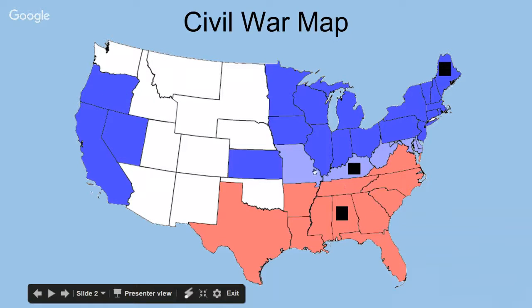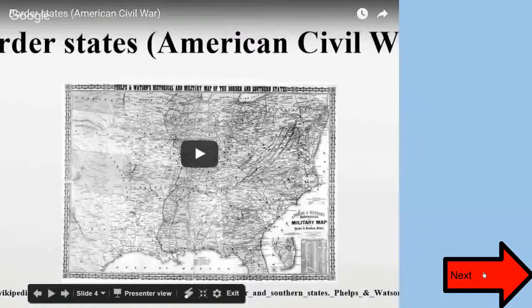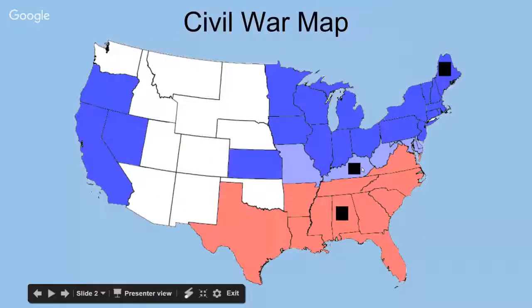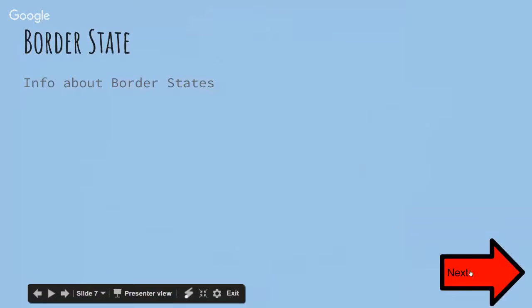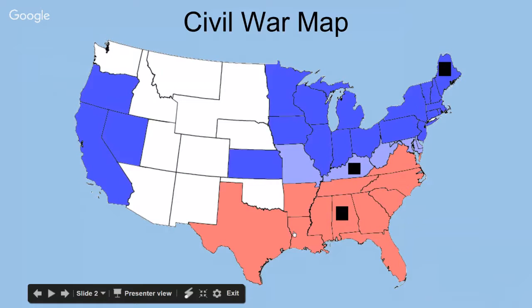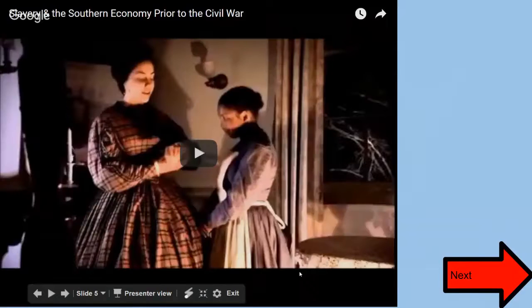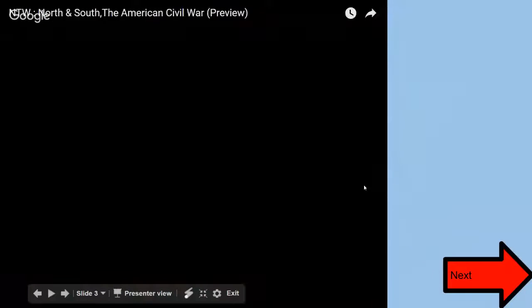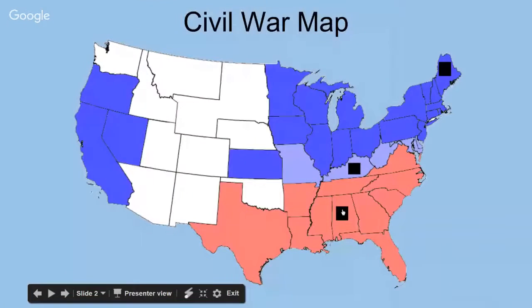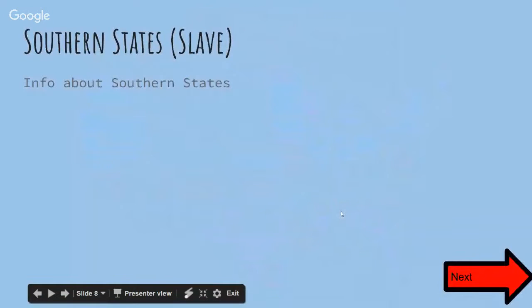So we would repeat the process. Click on any of the border states. There's video. Click next. Click on the box. Here's my information about the border states. I click next, and I do the same thing for the southern states. I click on the box to go to my information. Now I'm done. Now I want to go to my next activity in my slideshow.